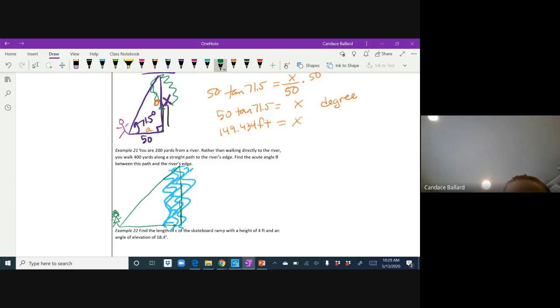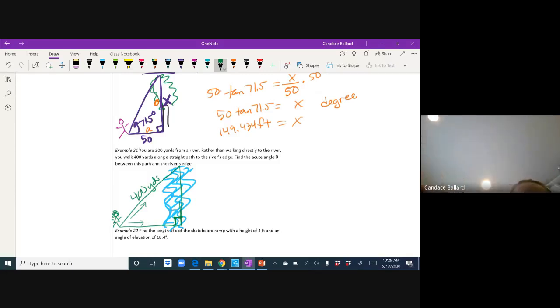So, okay. So there's my right triangle that I've kind of created. It says rather than walking directly to the river, you walk 400 yards along a straight path. So what that means is we're not walking this direction, we're walking this direction. So that's where my 400 goes. And you find the acute angle between this path and the river's edge.